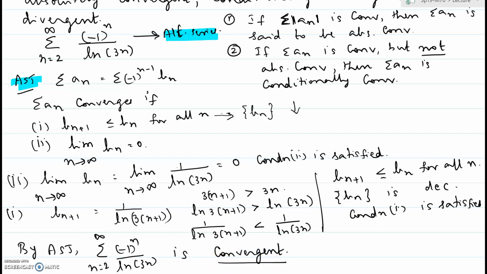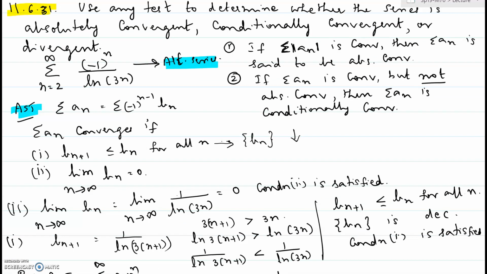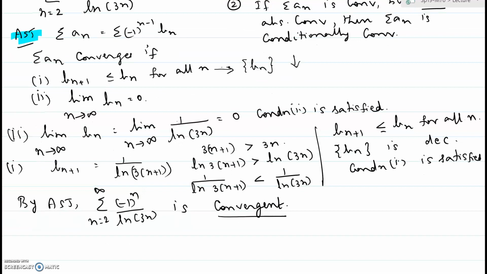So we have to mention the test and also establish the conditions that are required in the test. And then we can conclude that by alternating series test, the series is convergent. But the question is asking whether the series is absolutely convergent or conditionally convergent. So we have to see whether it is conditionally convergent now. For that we have to show it is convergent but not absolutely convergent.